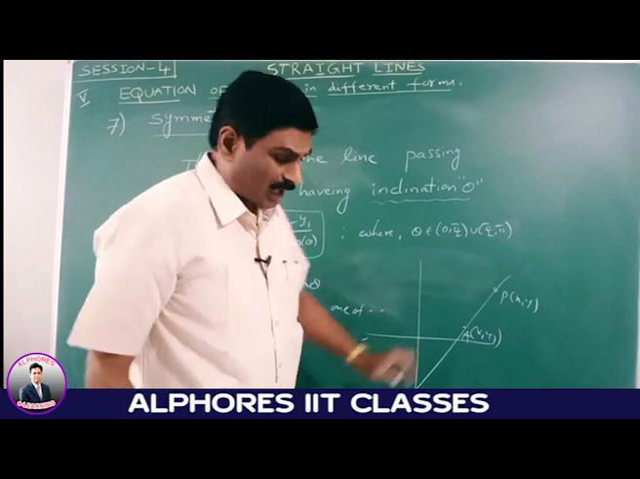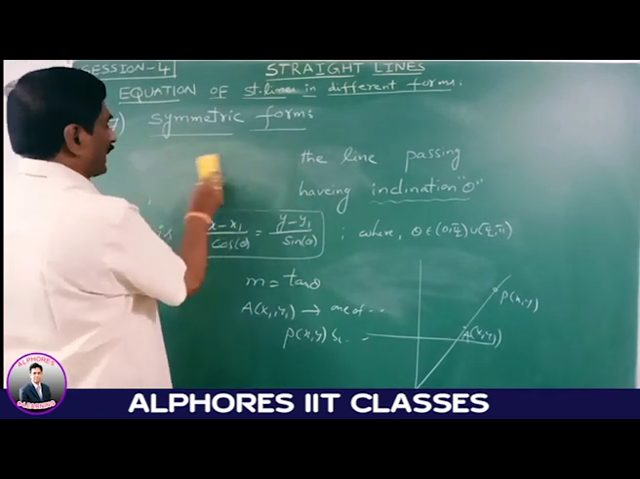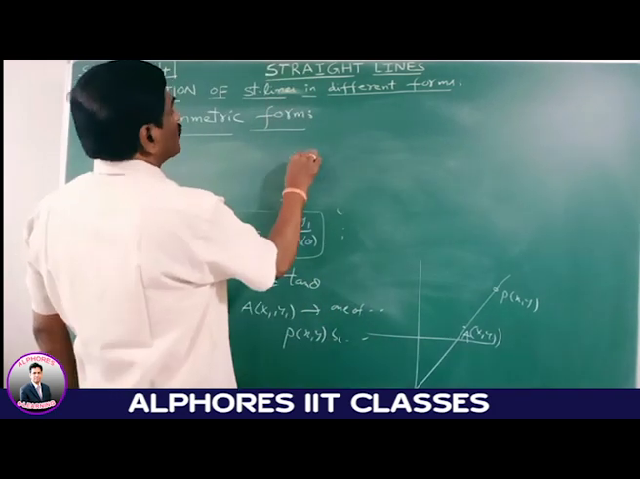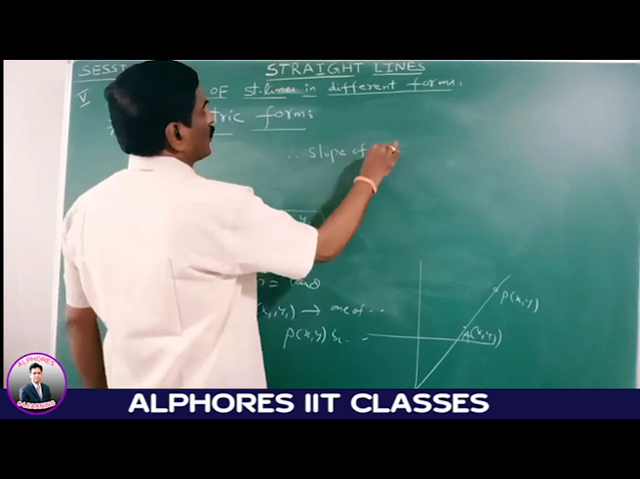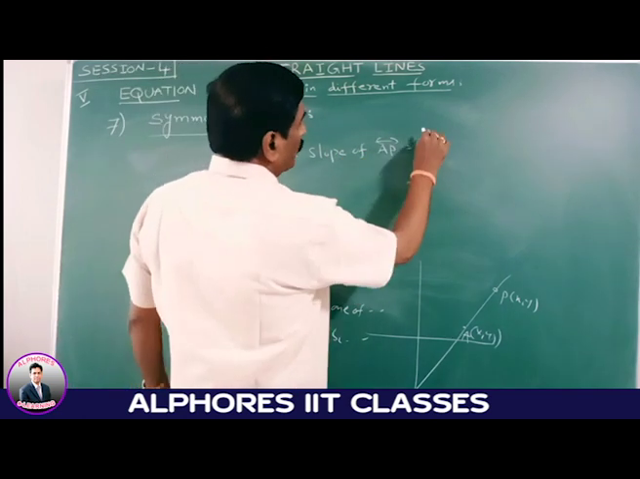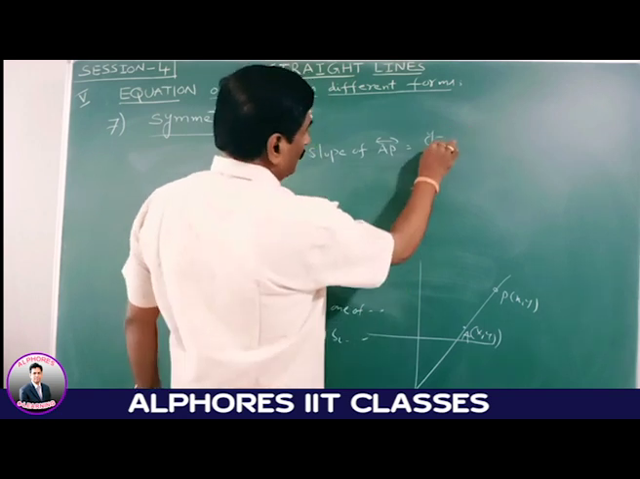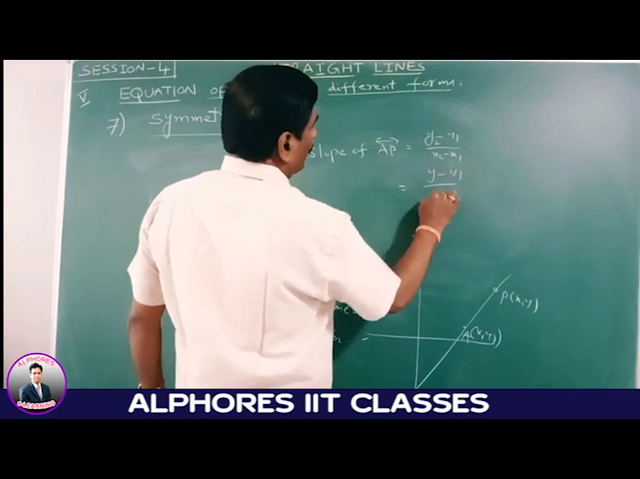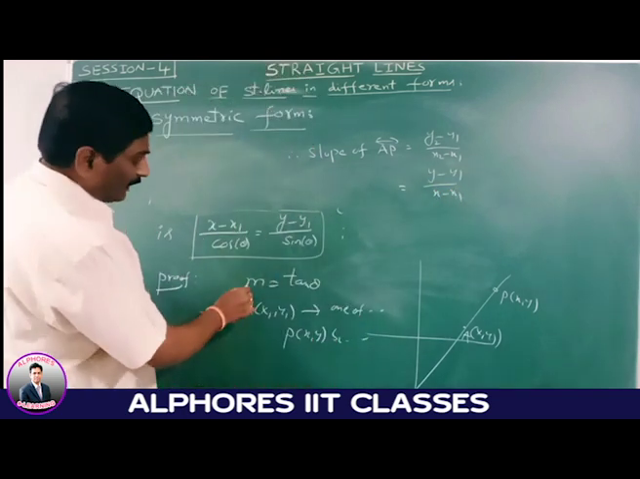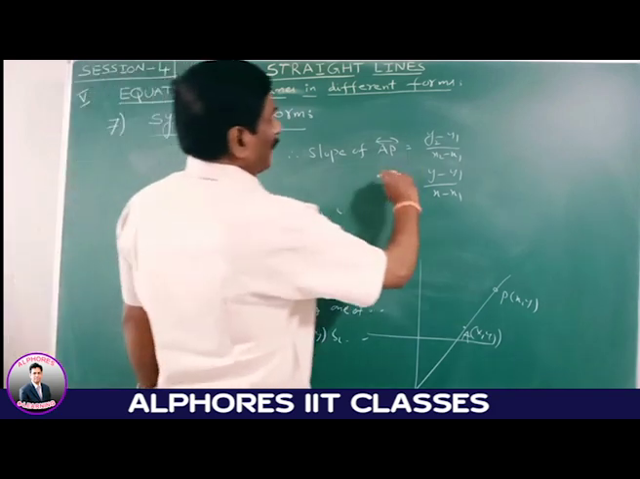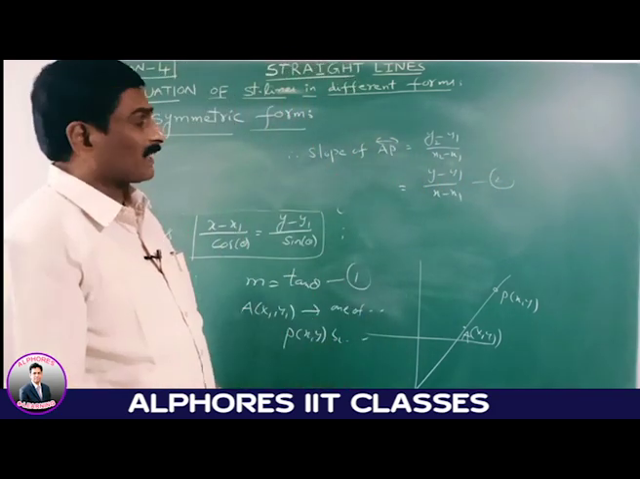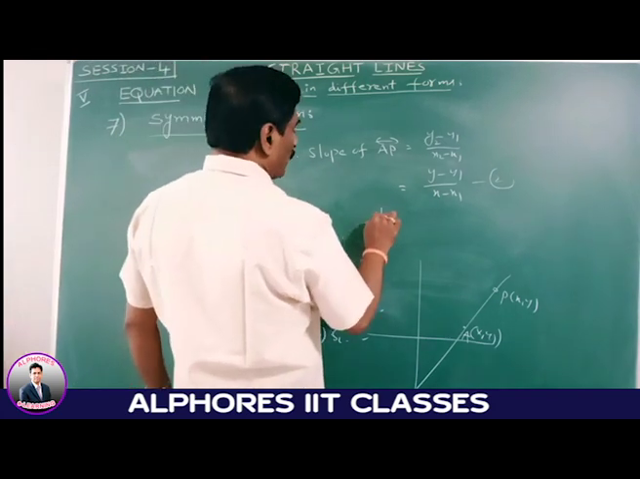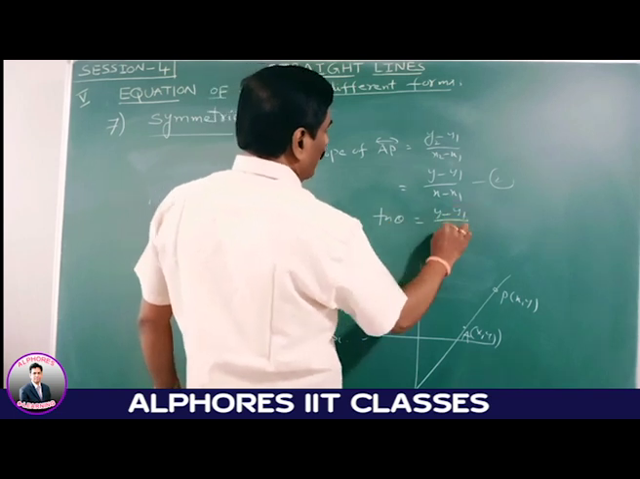If 2 points are given, what is the slope of the line? Slope of the line is nothing but (y2 minus y1) by (x2 minus x1). Therefore, slope of the line AP is equal to (y2 minus y1) by (x2 minus x1), that is equal to (y minus y1) by (x minus x1). Actually, if the inclination is given, the slope is tan theta. Here, by using the points, slope is (y minus y1) by (x minus x1). These two are slopes, that means these two are equal. From 1 and 2, tan theta is equal to (y minus y1) by (x minus x1).